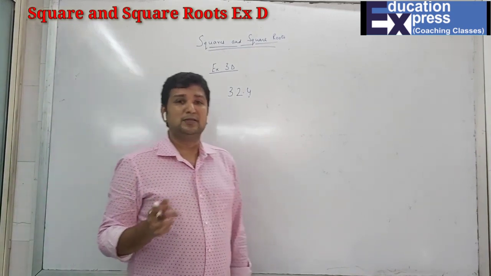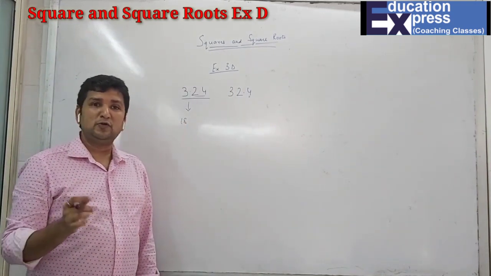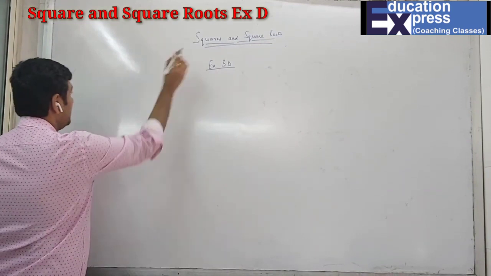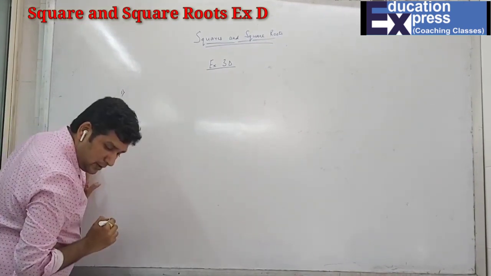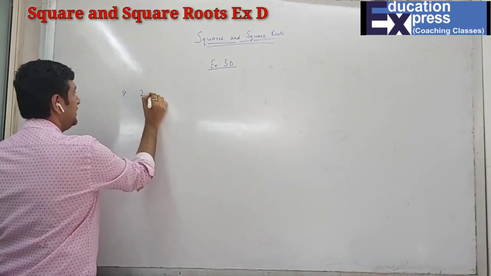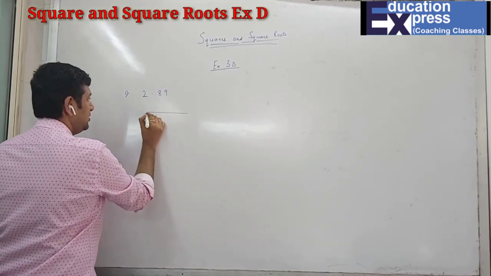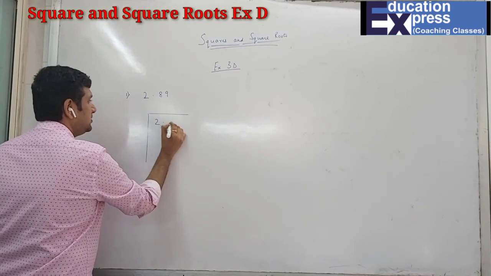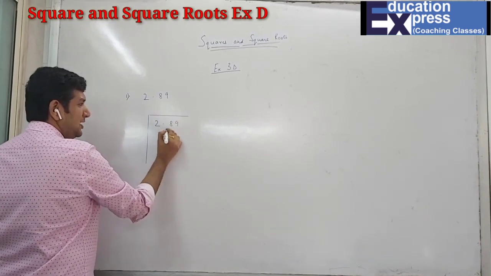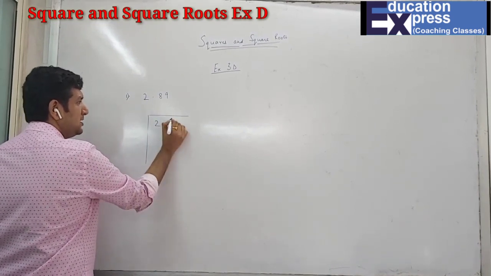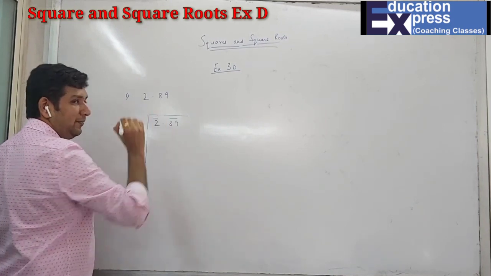And for decimals, it's my advice that always go for the division method. Okay. The sum is 2.89. We'll be using the division method. So in our division method, I've told you that compulsory after the decimal there has to be pairs. Here, obviously the numbers are in pairs. So I'll make a pair and then one number.